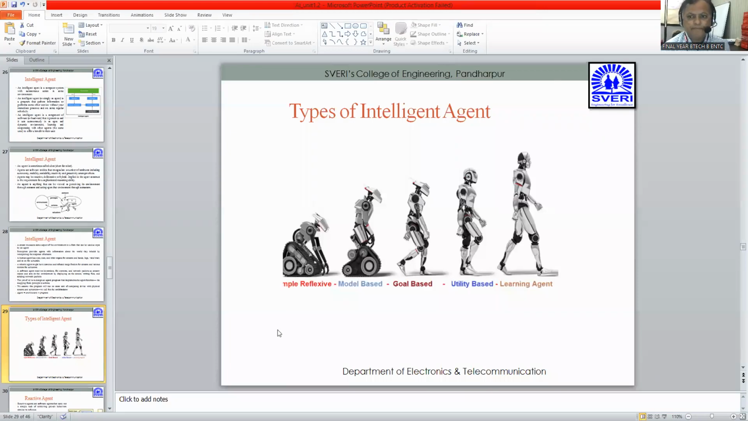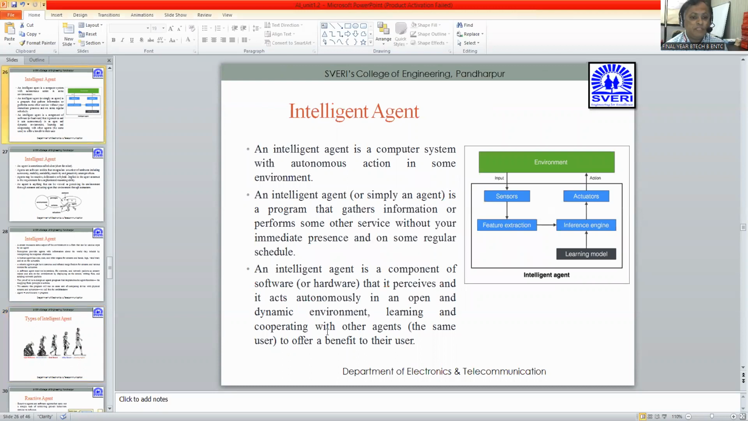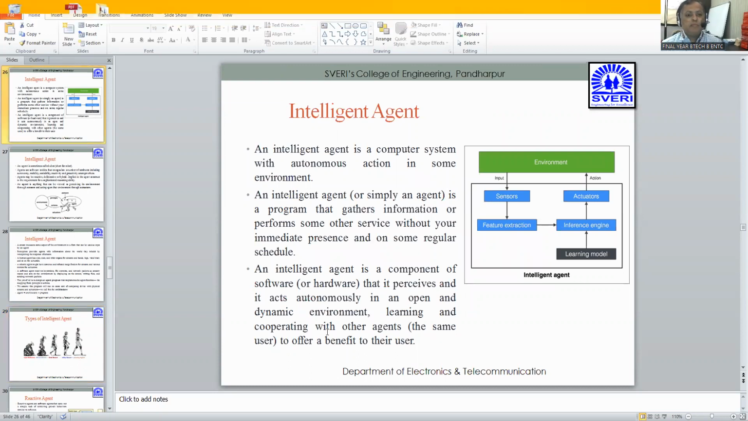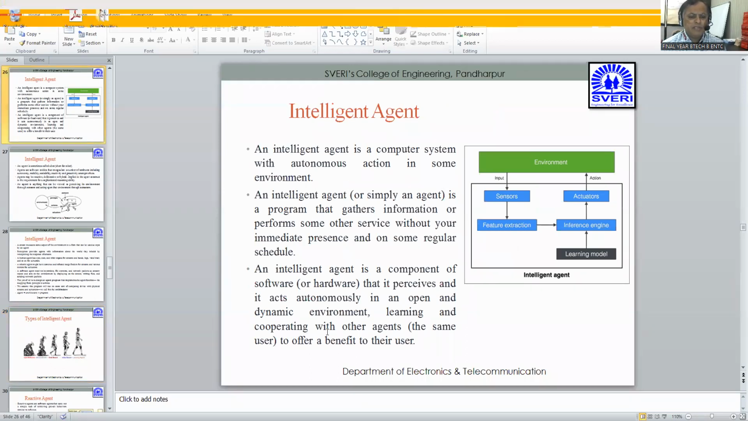Okay, so we are into the sixth lecture of this unit number one, and we are on to the intelligent agent. Just for revision, what we have seen in intelligent agent: it's nothing but a computer system with an autonomous action in some environment. An intelligent agent is simply also called an agent, and it is a program that gathers information or performs some other services without your intermediate presence.